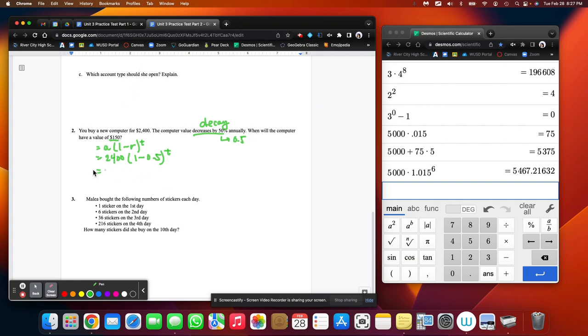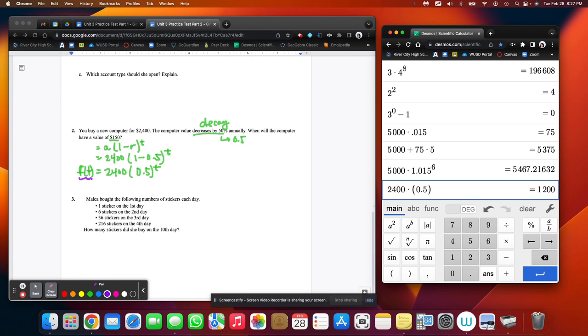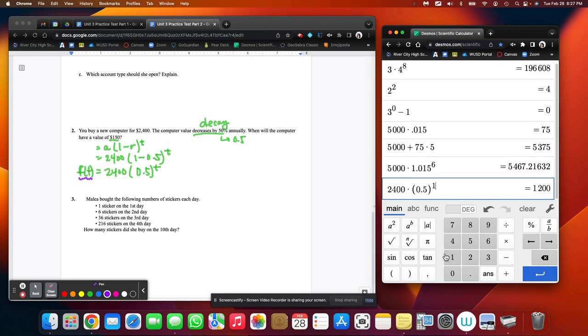So the equation to represent the exponential decay, which I might just write as f of t, is going to be 2,400 times 1 minus 0.5, which is 0.5, to the t power. We want to figure out, when will this have a value of $150? So let's just plug this in. 2,400 times 0.5. After 1 year, that's at 1,200. After 2 years, it's at 600. After 3 years, it's 300. So we're getting close.